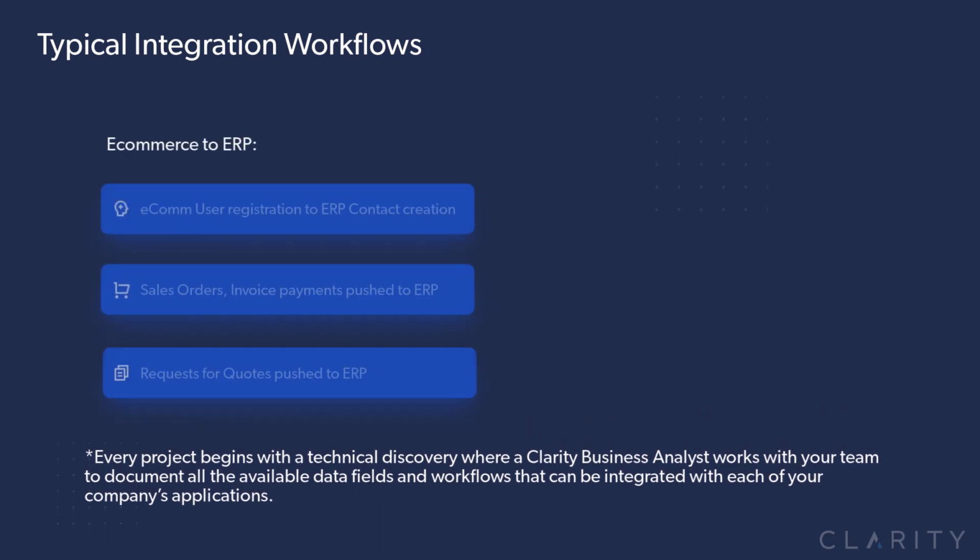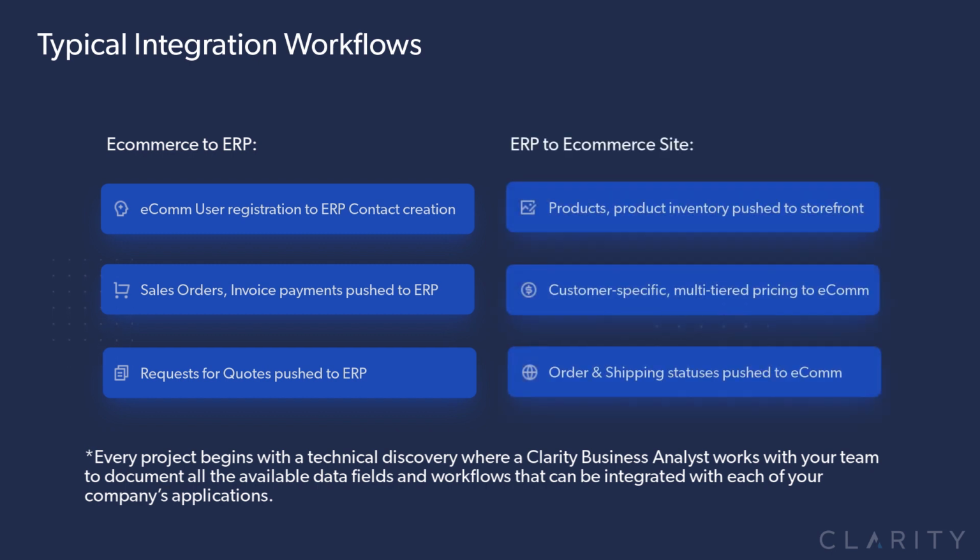Typical integrations are usually bidirectional and will integrate the creation of user accounts on the portal side, pushing sales orders, invoice payments, return and quote requests into the back-office ERP or CRM. To improve your customer's user experience, the reverse integration would typically push product updates, inventory counts, order and shipping status, and control all the customer-specific information in the portal, such as custom pricing, purchasing terms, and invoicing, for example.